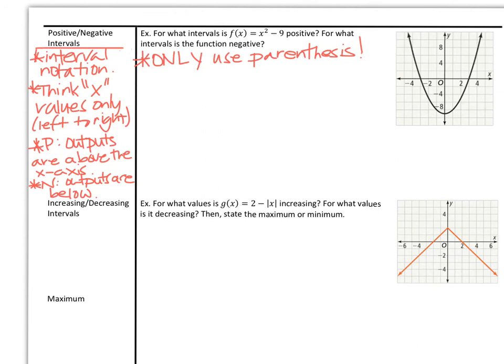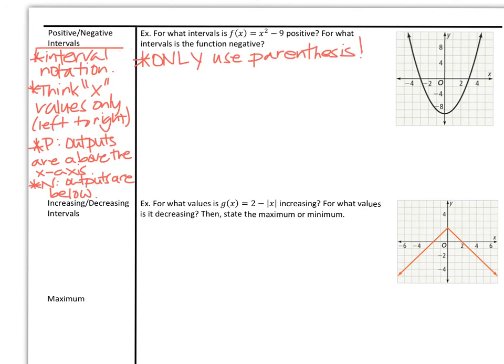Another way to describe information on a coordinate system is by looking at positive and negative intervals. Since we're using intervals, we're going to stick with interval notation, and we're only going to consider our x values that model the situation. So we're only going to look at left to right. So we always write our answer least to greatest.